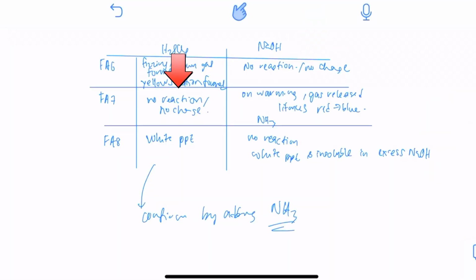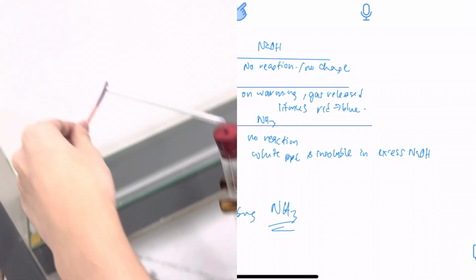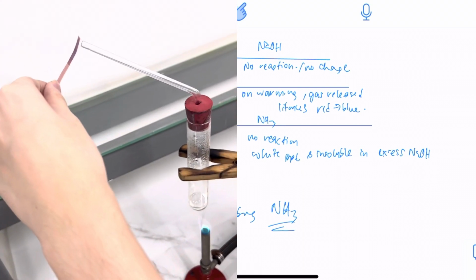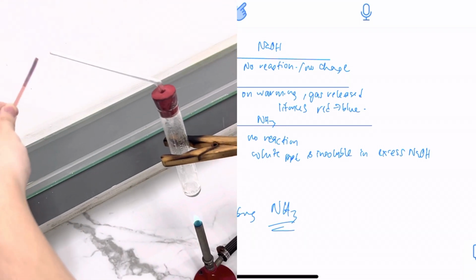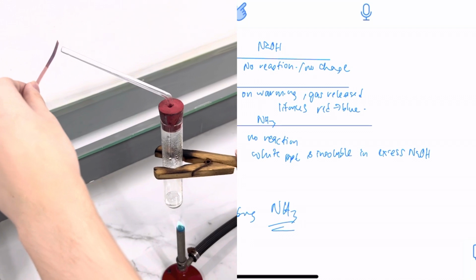Fa7 showed no reaction with sulfuric acid. One of the expected cations is ammonium ion. Therefore, the reaction of sodium hydroxide with Fa7 is warmed, and the gas that is being released was tested with red litmus paper. The moist red litmus paper turned blue, and this suggests the presence of ammonia gas.